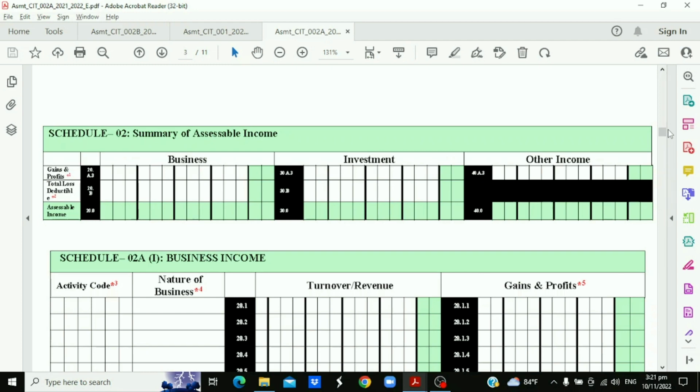Then the final results of schedule 2A and 2B we have to take to the summary of the assessable income. Actually, if you complete it using the e-service, there is a lot of guidance and information highlighted within the screen, and based on that you can correctly and completely enter the information for these cages.